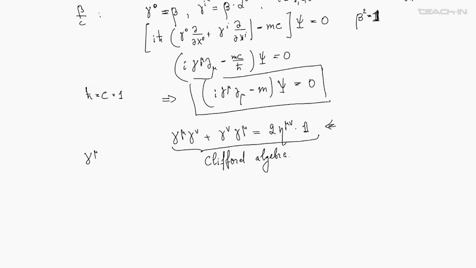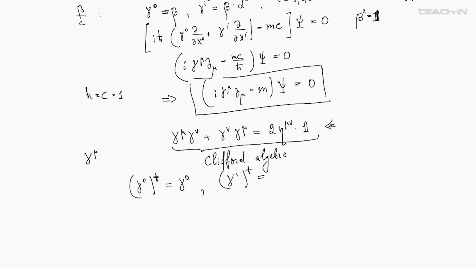Now, from the definition of these matrices gamma mu, it is clear that matrix gamma 0 is Hermitian, so it satisfies the following relation: gamma 0 Hermitian conjugated is equal to gamma 0. While the matrices gamma i are anti-Hermitian, so they satisfy this relation here.